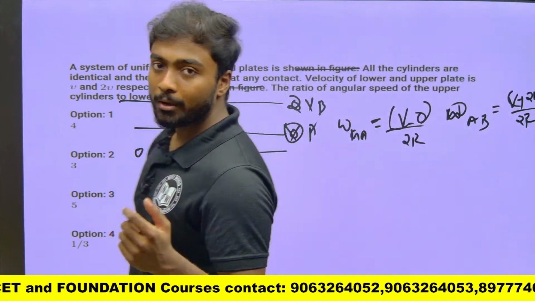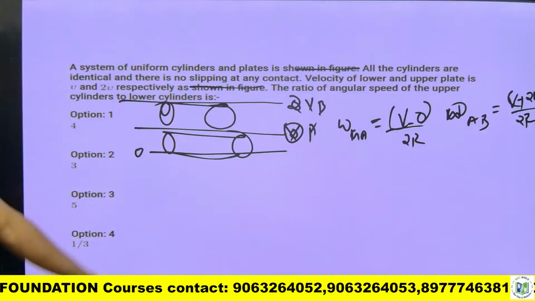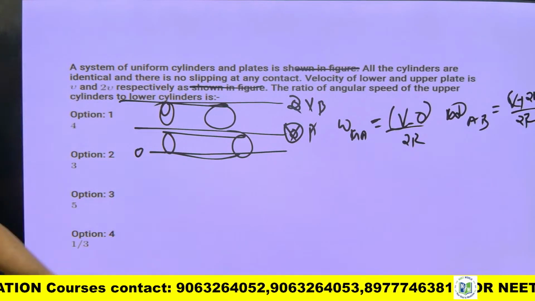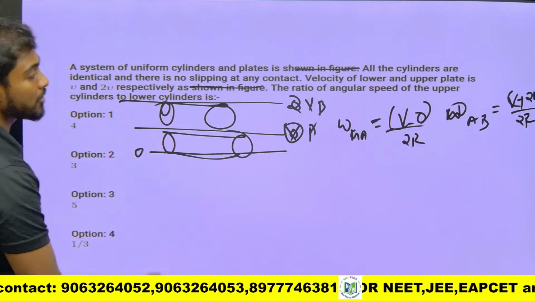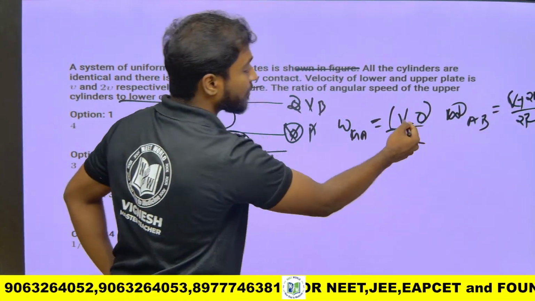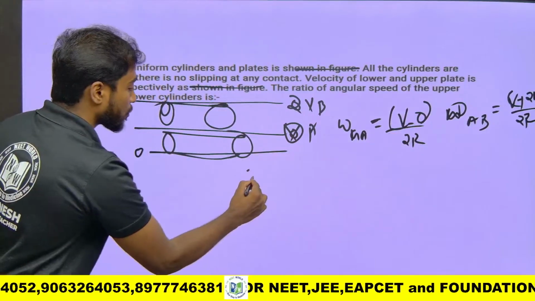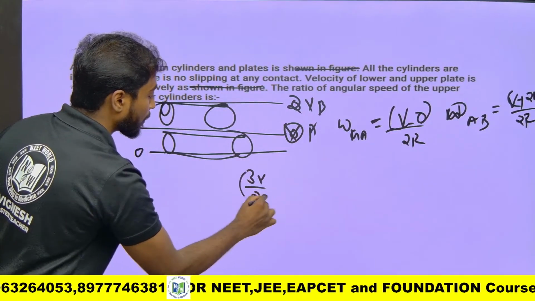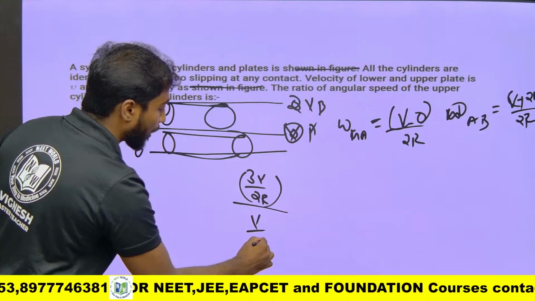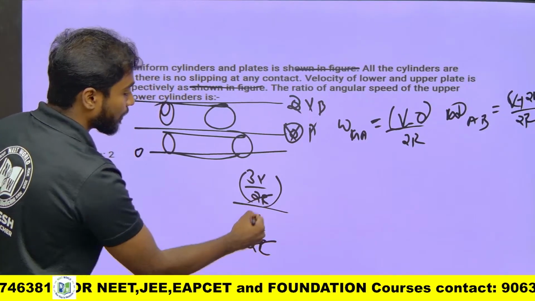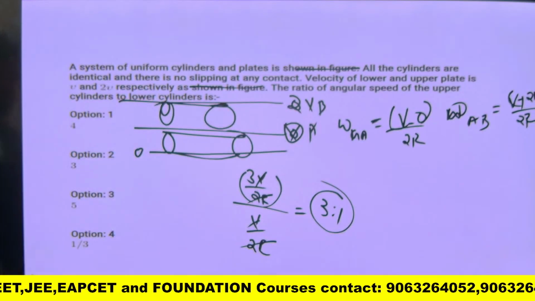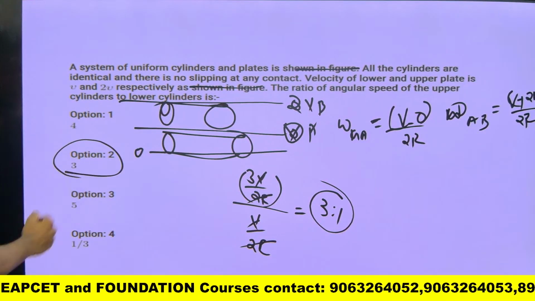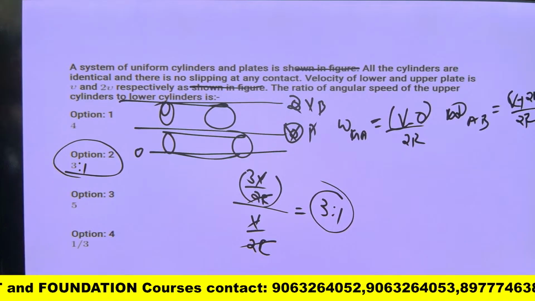Okay. So I need to find the relation of the angular speed of the upper cylinder to the lower cylinder. The first one, 2R will get cancelled, and it is 3V by 2R over V by 2R. R and R cancel, V and V cancel. The answer is 3:1. This is the answer, so option 2, 3 is there. So 3:1 is the answer.